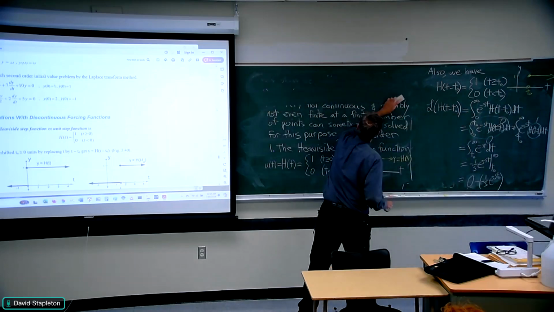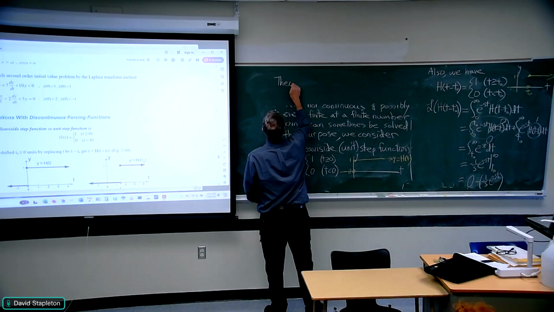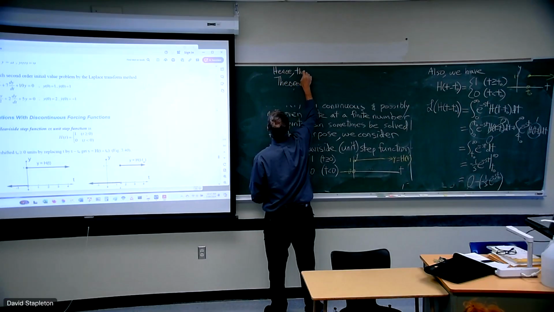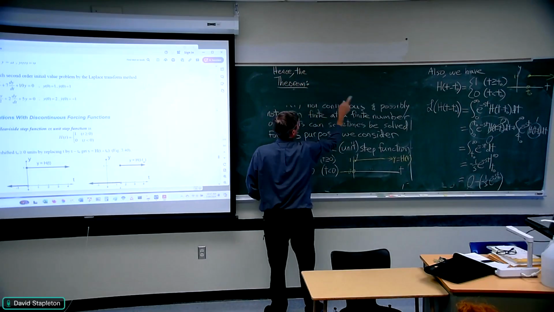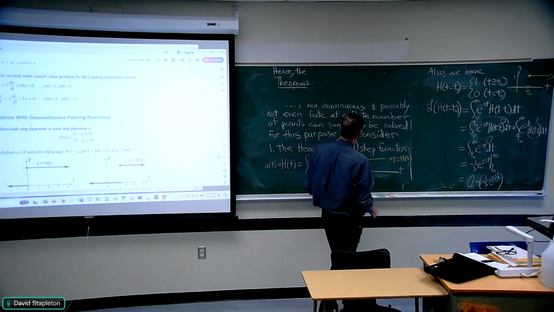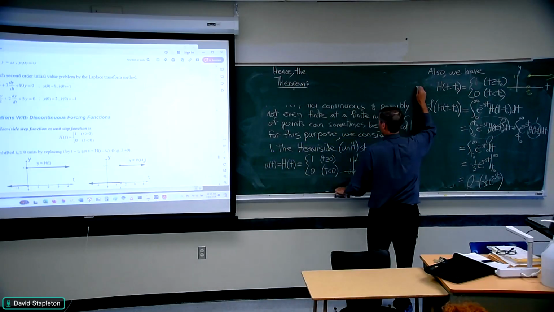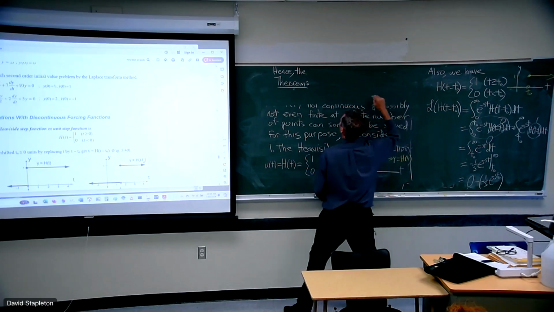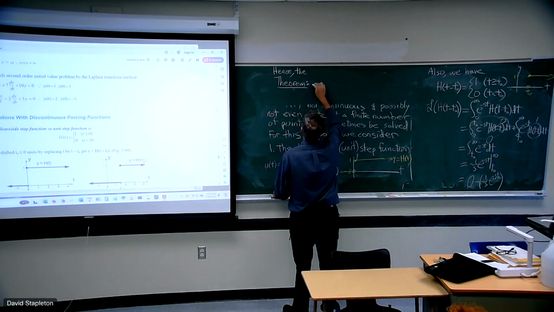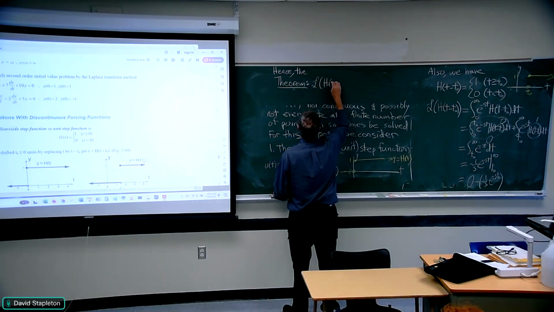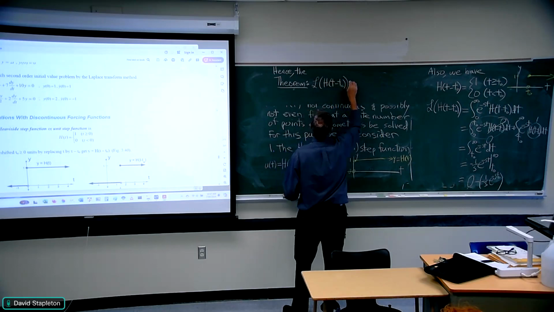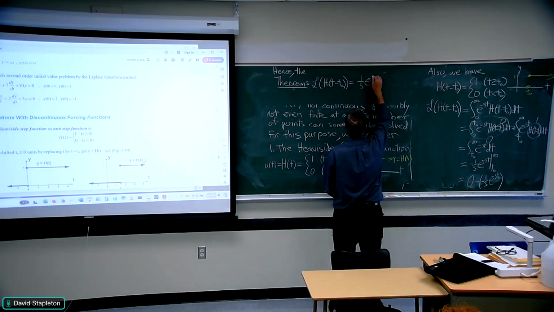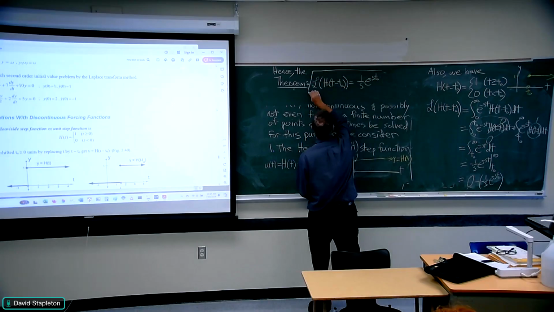So what we've proven is the following theorem. Hence, the theorem for the Laplace transform of the unit step function at t naught. The theorem says that the Laplace transform of h shifted by t naught is equal to 1 over s e to the minus s t naught. So there's that.